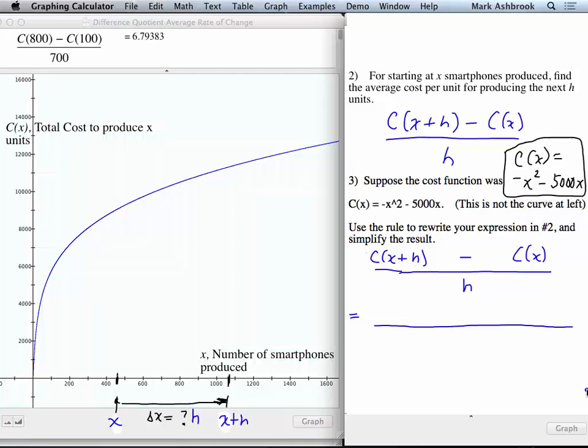So what does C of X plus H mean? It means take the input X plus H and apply the rule to the new input X plus H. What this means is, this tells you what to do with the input. Now, what's your new input? X plus H is your new input. So you're going to take that new input and do this to that new input. Everywhere there's an input here now, X plus H is your new input.